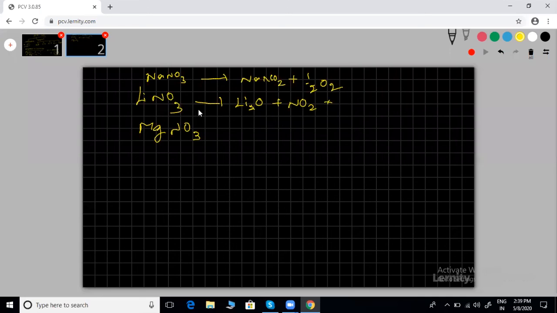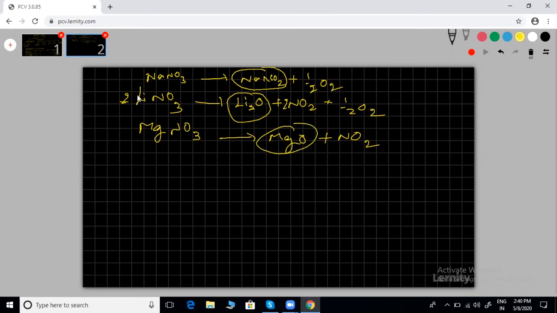If you take 2 moles, you can find 2 NO2, so 4 oxygens, and one more half O2. So here with sodium you get NaNO2, but with lithium you get Li2O. This is similar to magnesium oxide plus NO2 when heated. So this property indicates the diagonal relationship.